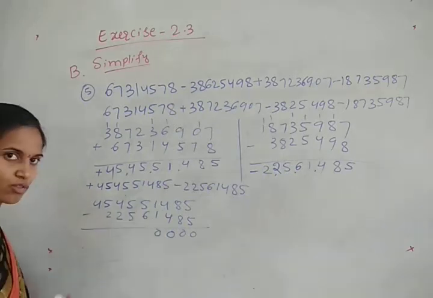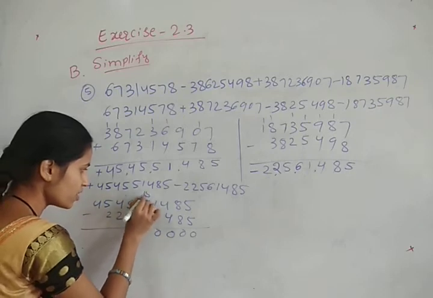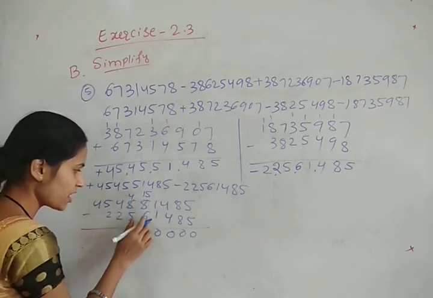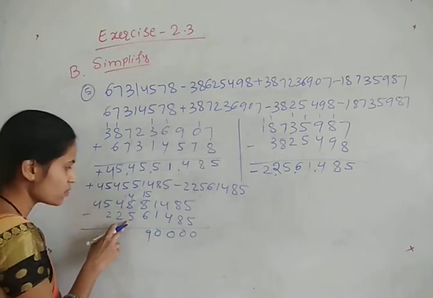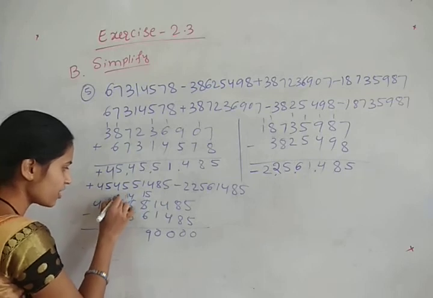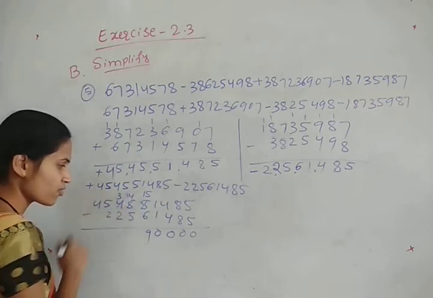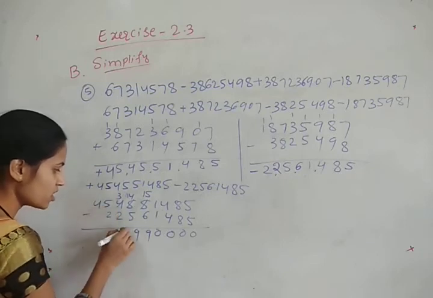Now 5 minus 6 is not possible. For that I will take 1 borrow. Now this 5 becomes 15. Here we have with 4. 15 minus 6 is how much? It is 9. Now 4 minus 5 is also not possible. For that I will take 1 borrow. Now this 4 becomes 14. Here we have with 3. 14 minus 5. How much it becomes? It becomes 9. Okay, now 3 minus 2 is 1.